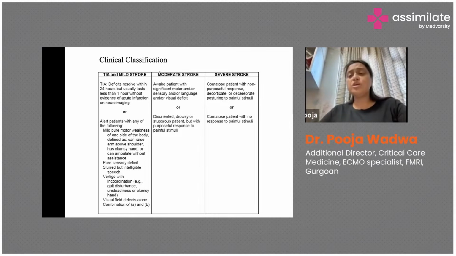Severe stroke includes patients who are comatose, there is no purposeful response, who have decorticate or decerebrate posturing to painful stimulus, or a patient who is in deep coma with no response to any painful stimulus. Next.